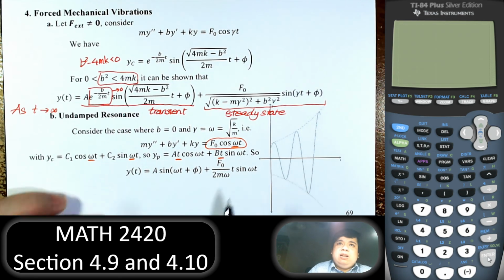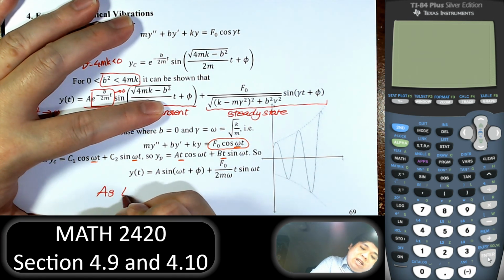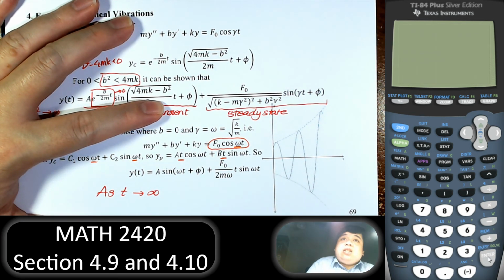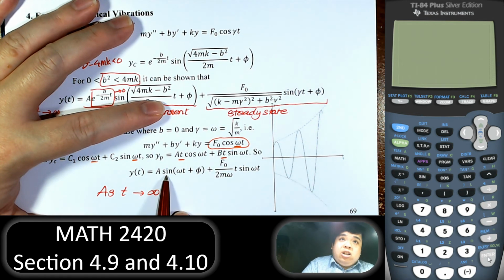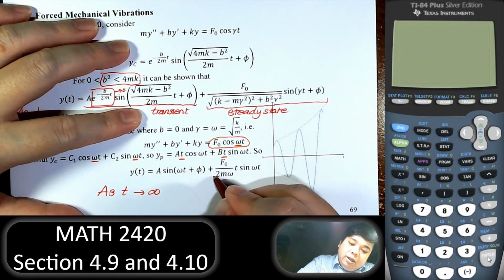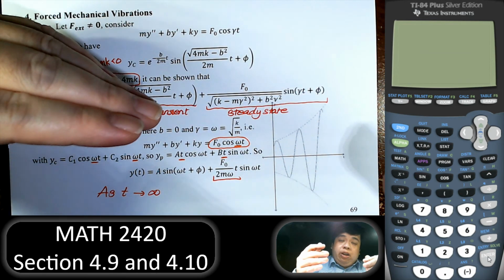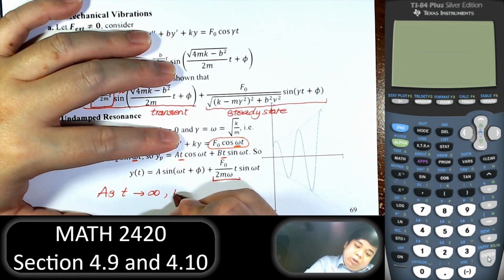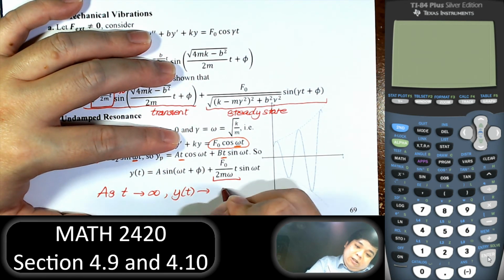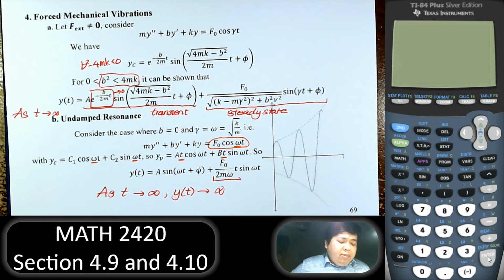So what does that mean? What happens as t goes to infinity? As t goes to infinity, that one is still a sine, so it still vibrates. But this term, because of the t going to infinity, the whole thing goes to infinity. So it just keeps vibrating like that. And so this is called the undamped resonance.